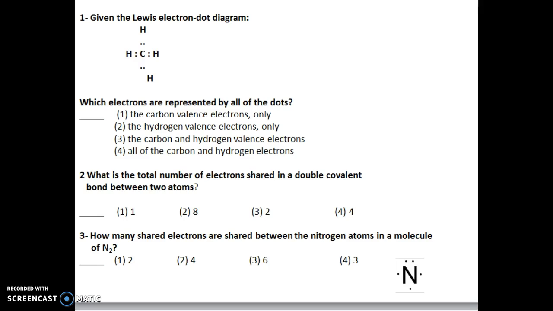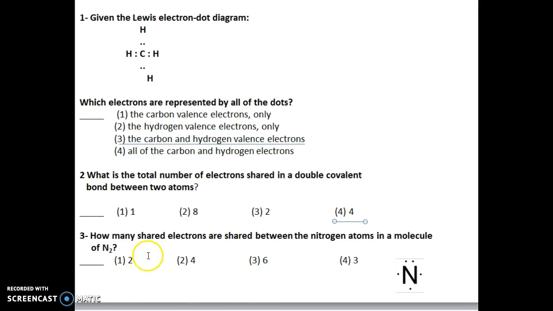Okay, now I'm guessing that you're back. So let's take a look at question number 1. Question number 1 says, given the Lewis dot diagram of CH4, which electrons are represented by the dots? Well, the carbon brings its valence electrons to the table, and so does hydrogen. So it's the carbon-hydrogen valence electrons. Next, what is the total number of electrons shared in a double bond between 2 atoms? Well, we know 1 bond is always equal to 2 electrons, so 2 bonds would be equal to 4 electrons.